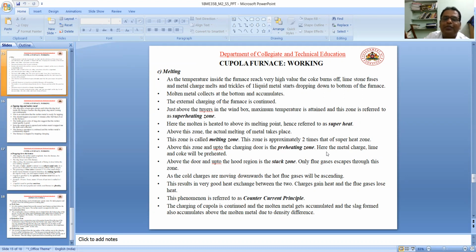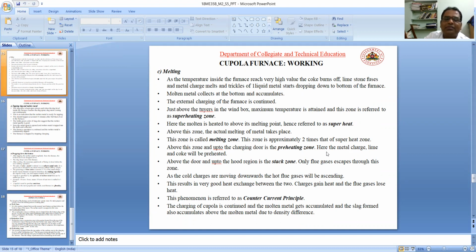Above this zone, up to the charging door, is the preheating zone. Here the metal charge, lime and coke will be preheated. Above the door, up to the hood region, is the stack zone. Only a few gases escape through this zone. It's a vent for escaping flue gases.